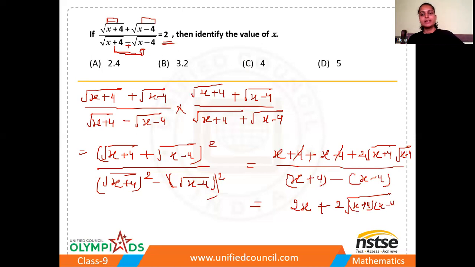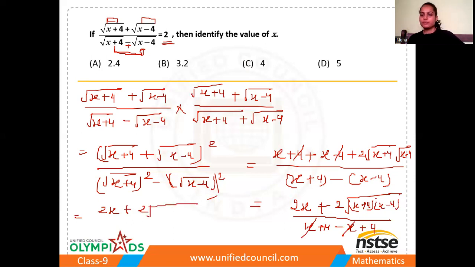Yes, I can write it under a single square root also, right? And when I open the brackets here, it becomes x plus 4 minus x plus 4, right? So x plus x minus x will cancel out, and this is 2x plus. Now my question becomes quite simple.